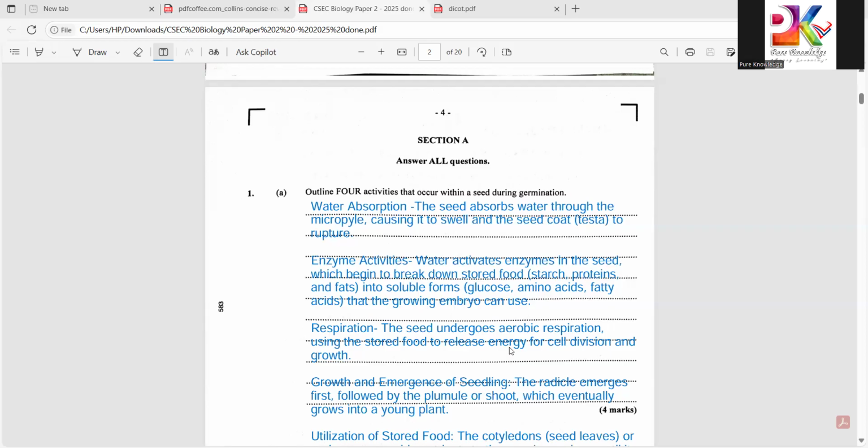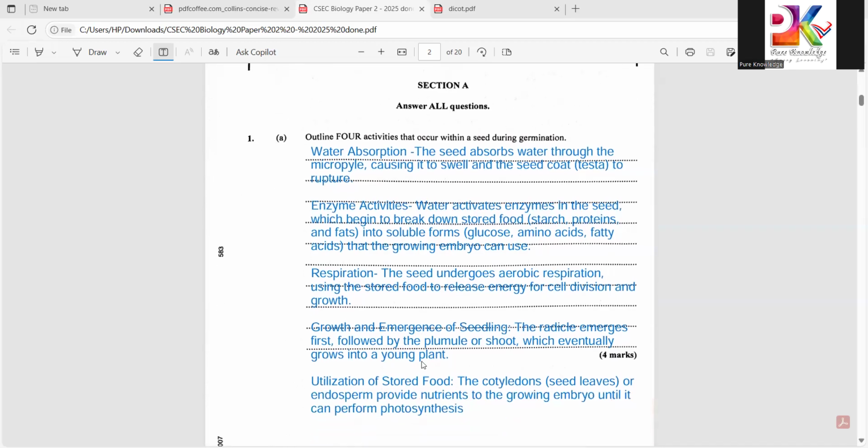Also, we could say growth, or the emergence of the seedling. This is when the radicle emerges first, followed by the plumule or the shoot, which eventually grows into a young plant. And we could also say utilization of stored food. But yes, these are four activities that occur during germination, and anything along this line should be correct.